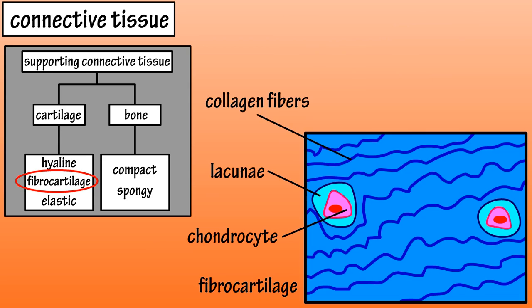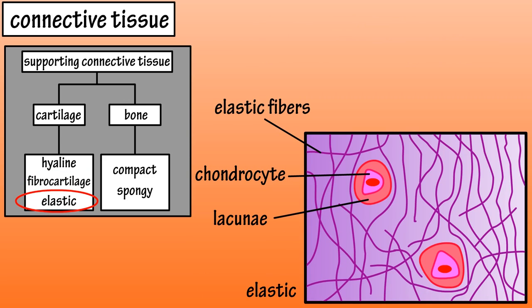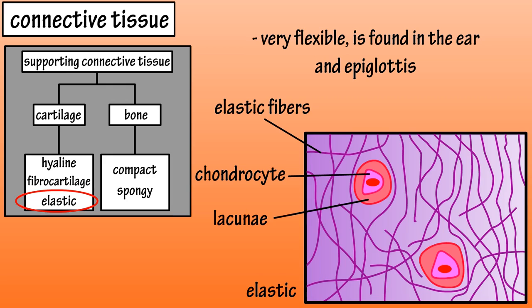Fibrocartilage consists of dense, wavy-looking collagen fibers, and it too has chondrocyte cells and lacunae. Fibrocartilage acts as a great shock absorber and is resistant to compression. It is the toughest form of cartilage, and it is what makes up the discs of the spine and the meniscus in the knee joint. The third type of cartilage is elastic cartilage. Elastic cartilage contains some collagen fibers and a high number of elastic fibers, and it also has chondrocyte cells and lacunae. This cartilage has a high degree of flexibility and can be found in the external ear and in the epiglottis, which prevents swallowed food from entering the trachea.